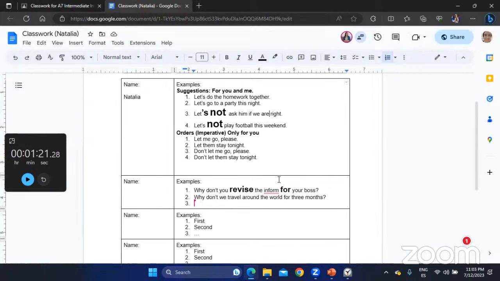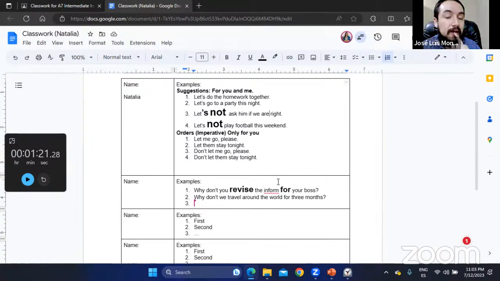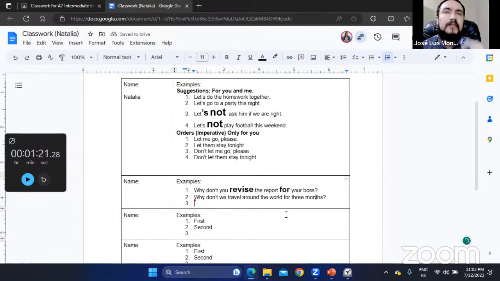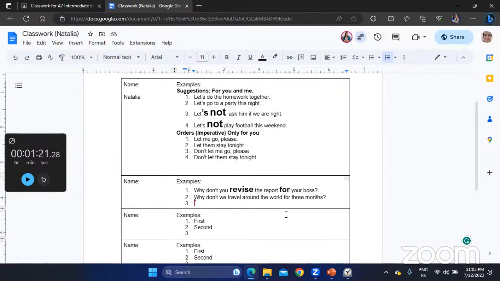How do you say document? Close, but in English we're going to say report. Exactly. Report, not inform. Inform is going to be more as a verb. I'm informing you, or I inform you every time I can. But report. Report.